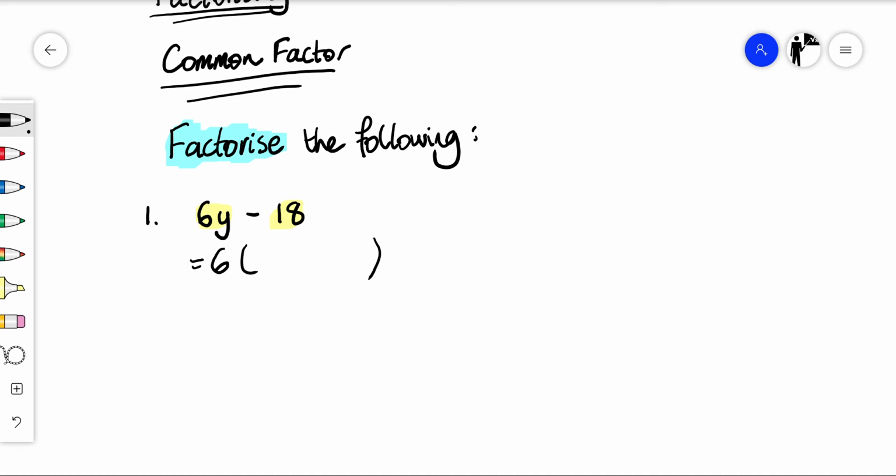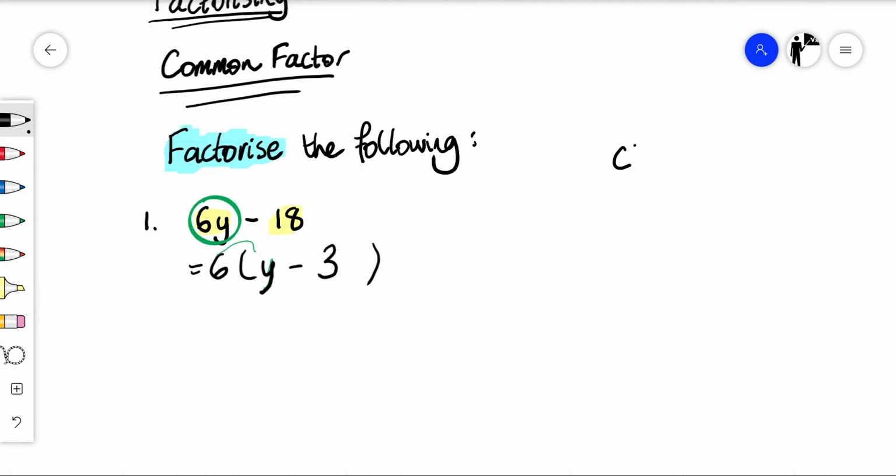Now that we know that 6 goes outside of the bracket, we need to think about what needs to go inside of the bracket in order for that to be the answer. Okay, so 6 times something would give me 6y. Okay, so therefore this has to be a y. And then we're subtracting. 6 times something is 18, which is going to be 3. So it's 6y minus 3.